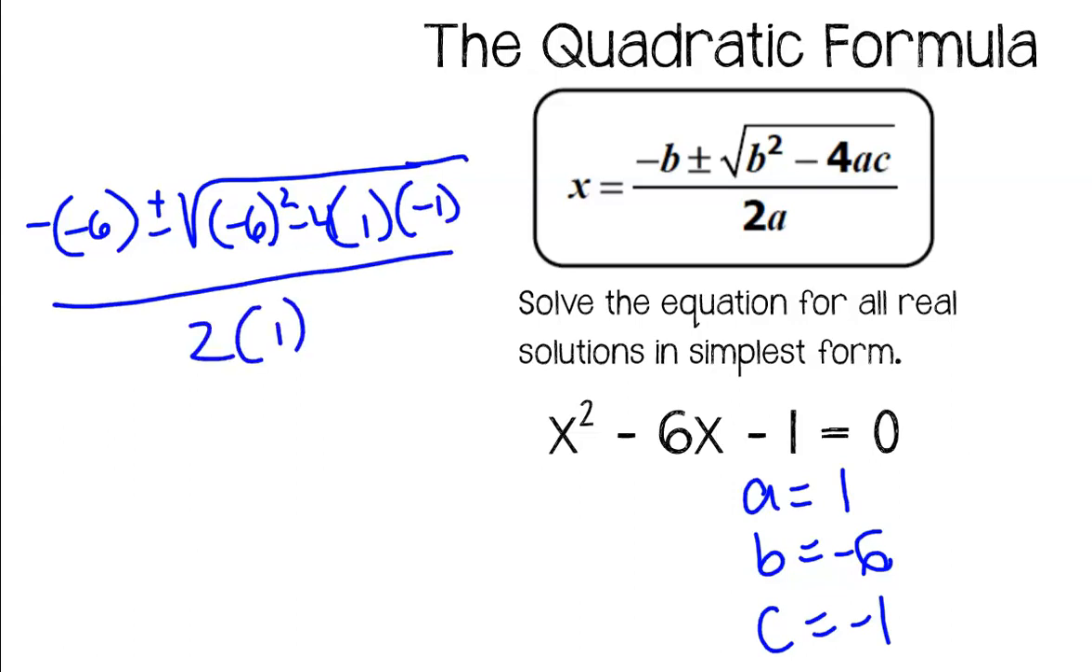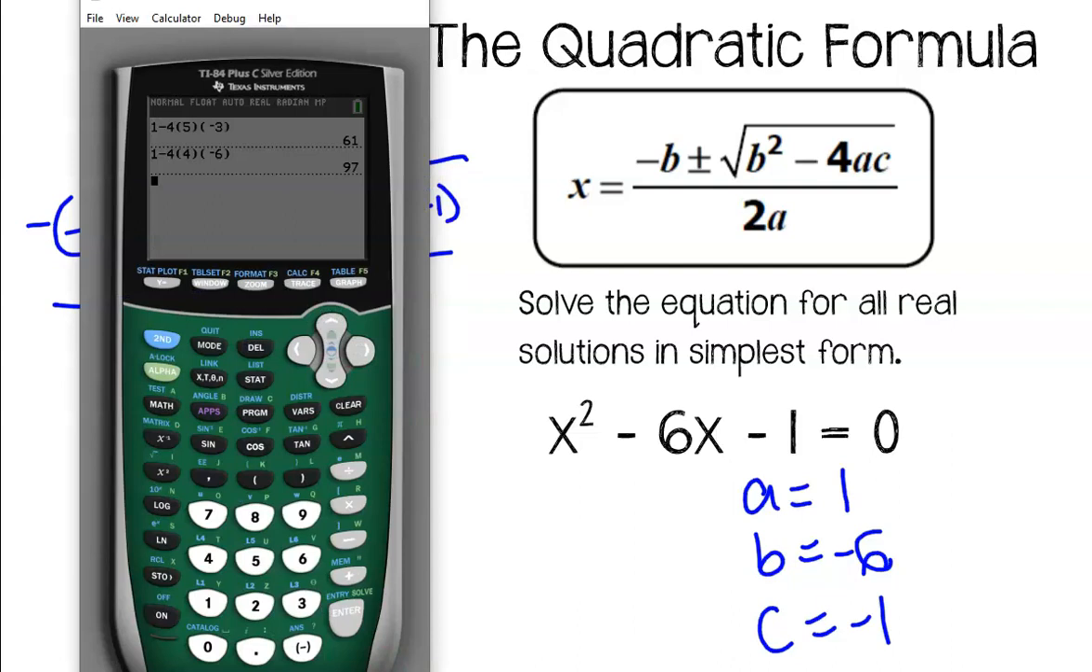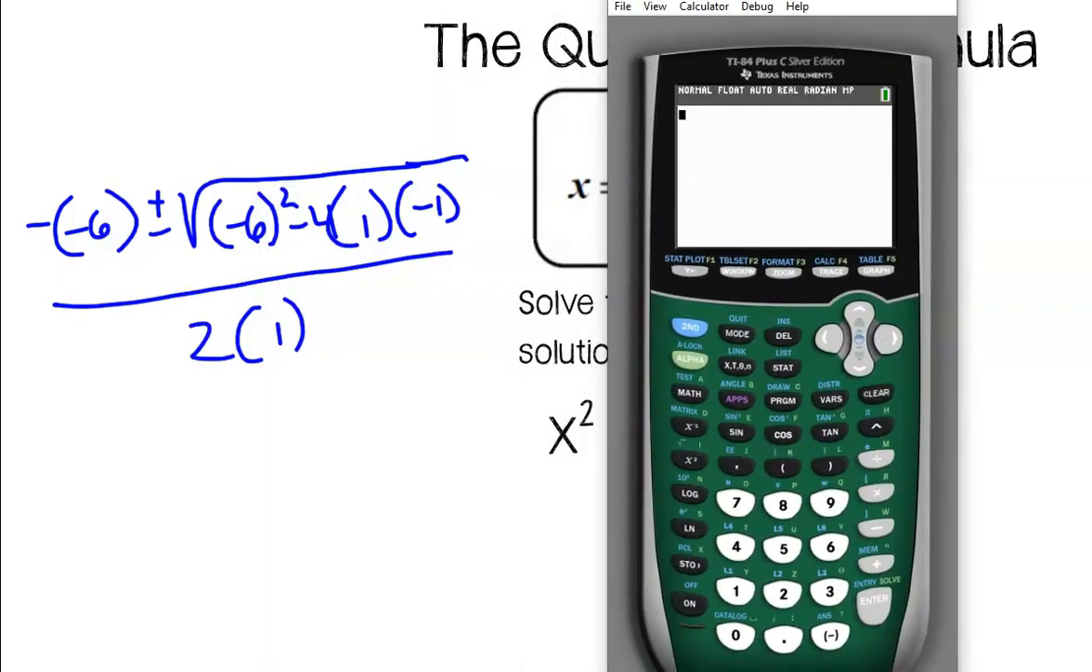Okay, wrong thing. When I compute my discriminant this time, I have parentheses, negative 6. Whoops. And this time the parentheses are important. If you leave them out, you're going to get a different answer.